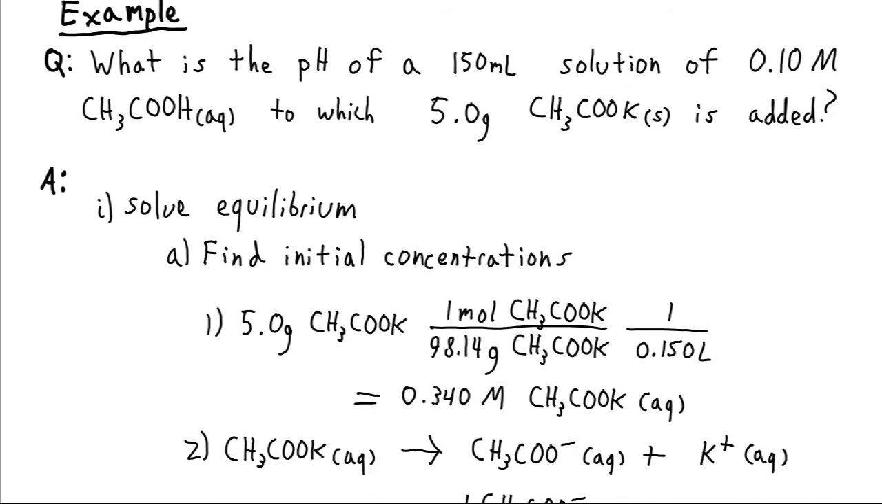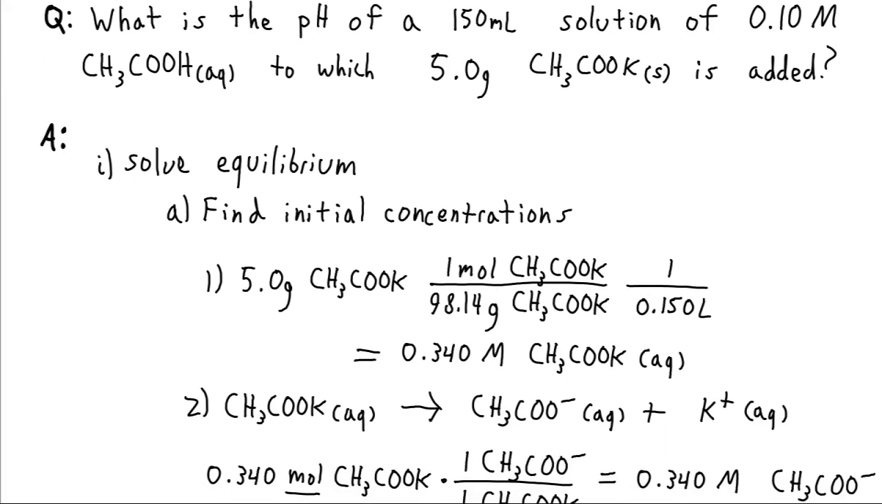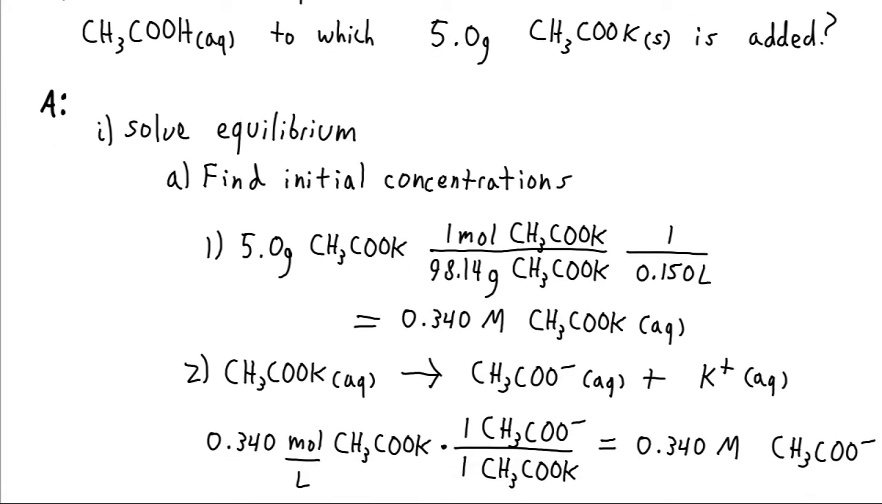And here I'll just be a little bit explicit. So our potassium acetate, this is highly soluble since one of the ions is an alkali metal. So it will dissociate almost completely into acetate and potassium. So we'll have a 1-to-1 ratio of acetate to potassium acetate. So our 0.3 molar solution of potassium acetate becomes a 0.3 molar solution of acetate.